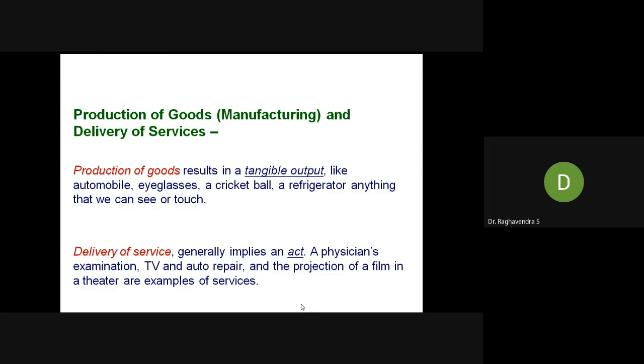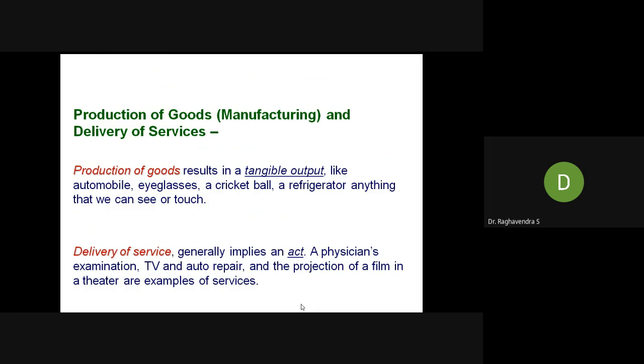So let us see what is the production of goods and delivery of services. Production of goods results in a tangible output. The production of goods means it's a physical kind of thing where you can see and feel that thing. There is a tangible output like an automobile, eyeglasses, a cricket ball, a refrigerator. Anything that we can see or touch is called tangible output.